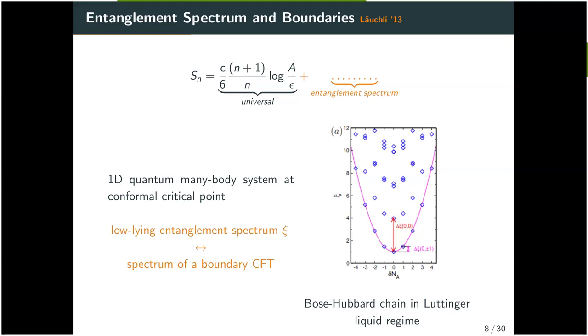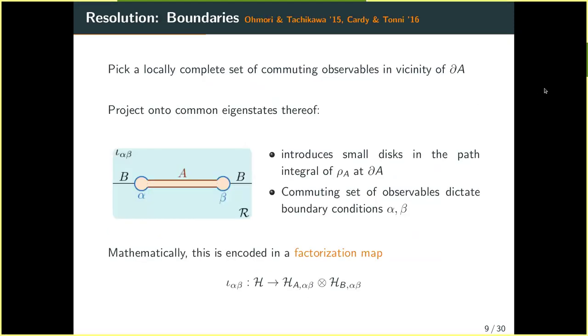So now, let's make this a bit more formal. This was formalized in, so the simulation was in 2013, and two years later there were Ohmori and Tachikawa, and Carney and Tony in 16, who thought a bit more abstractly about this and tried to formalize it. What they said is that the problematic points are these endpoints here, and what you should do is pick a locally complete set of commuting observables. Basically, you want to do quantum mechanics here in the vicinity of the edges. So you pick something locally commuting to label eigenspaces, and then you just project onto those eigenspaces.